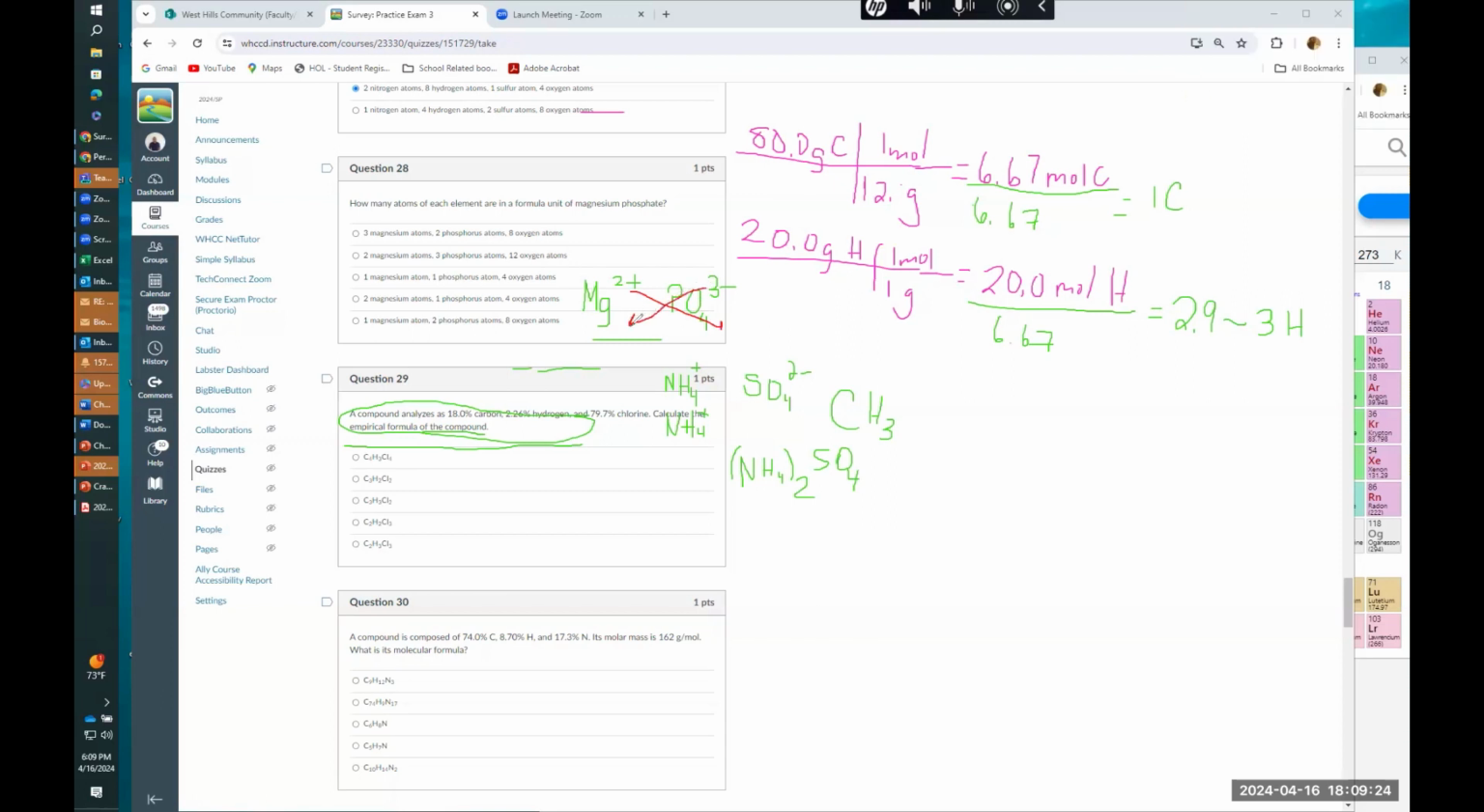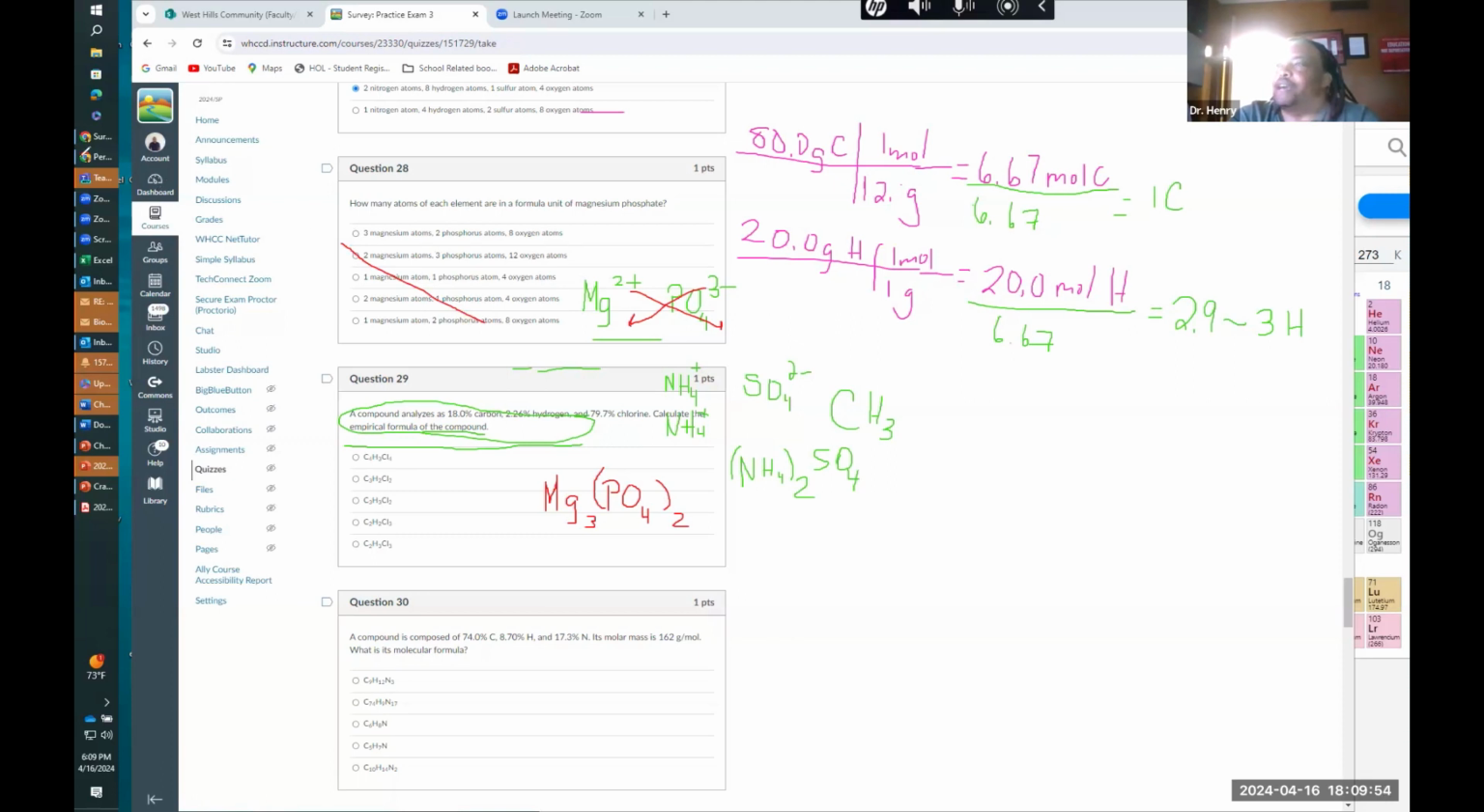Right? So then we get Mg, and that's going to have 3. And then our PO4, in parentheses, is going to have 2. And so then how many total magnesiums do we have? 3. So we know that these are all wrong, so that makes it easy. And then it's 8 oxygen and 2 phosphorus. You just confirm, yep, 8 oxygen and 2 phosphorus.